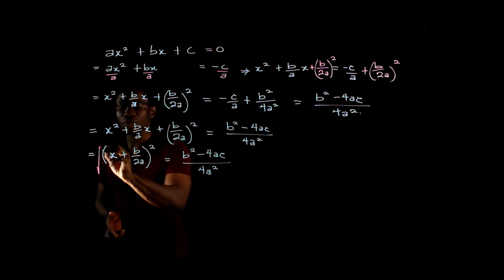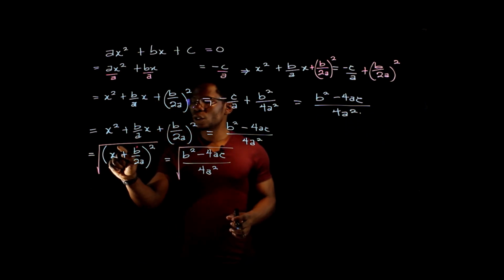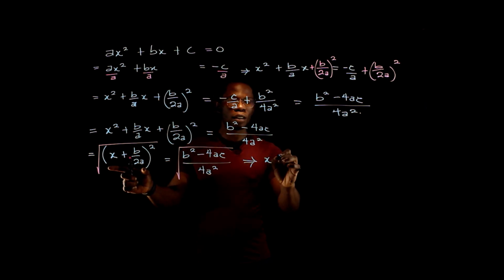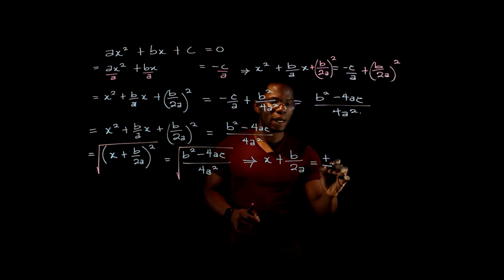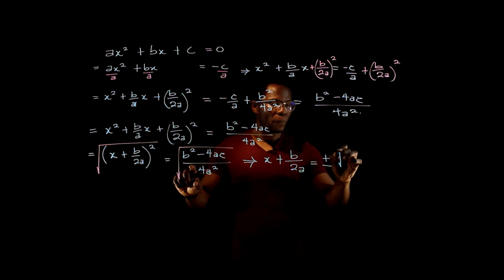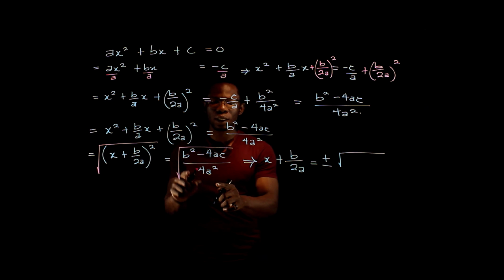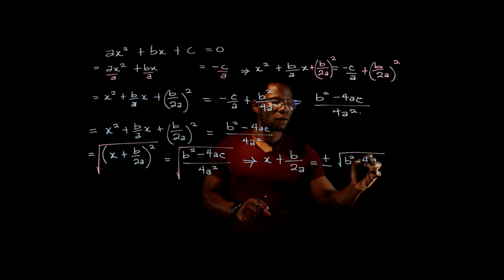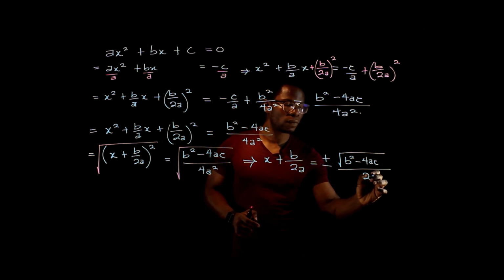Now we can take the square root of both sides of our equation. If we do that, the square root sign cancels out our squared sign here. So this side of our equation leaves us with only x plus b over 2a, and on this side, we have plus or minus. Now we can bring 4a squared out of our square root sign and leave only the numerator under the square root sign. So we have b squared minus 4ac. The square root of 4a squared is equal to 2a.